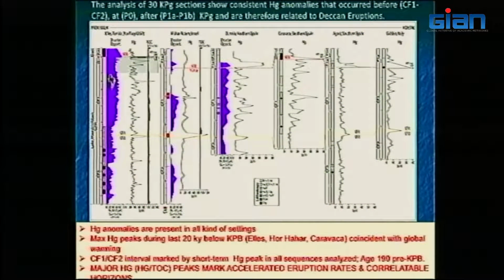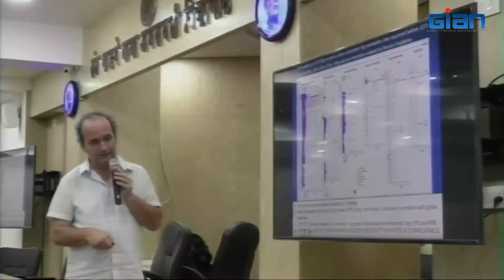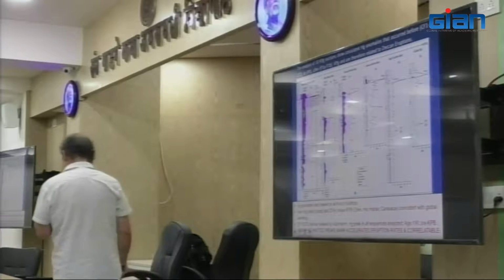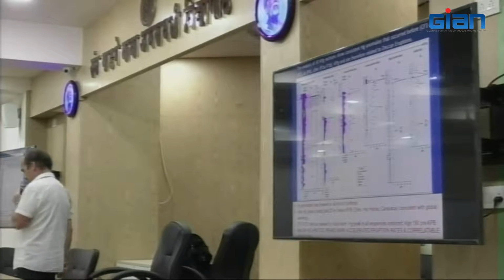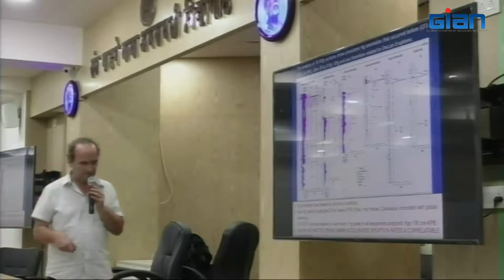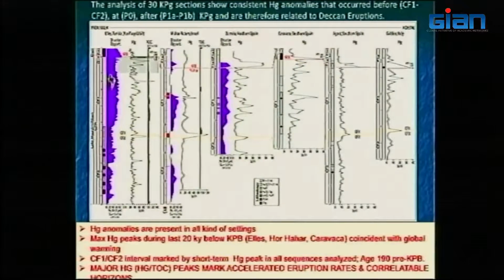So if you try to correlate all these sections together, this is quite interesting, because you can see that this mercury anomaly is present in all kinds of settings. So in shallow settings, in the mid-deep setting, and in the very deep setting. And this is proof that this is probably really linked to volcanic activity and redistribution from the stratosphere of all this mercury. And you can see here, for example, these are sections from Spain, from Italy. You always have an increase before, a maximum close to the KT boundary.